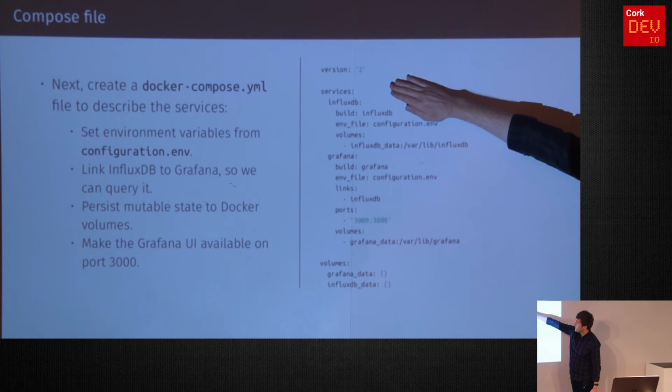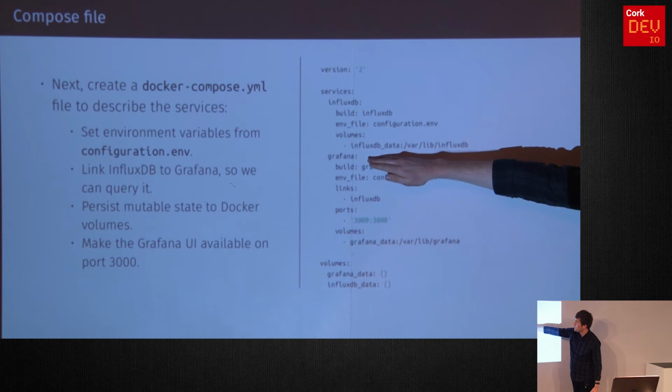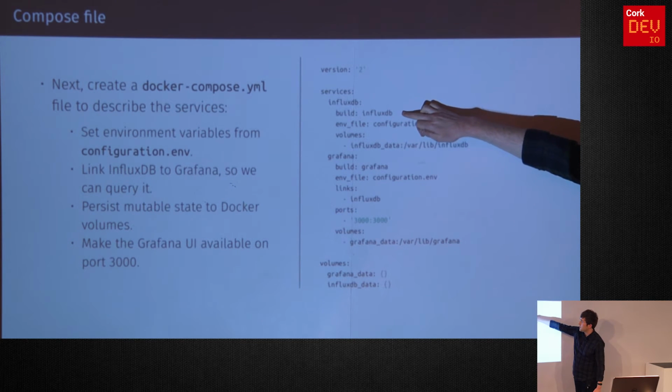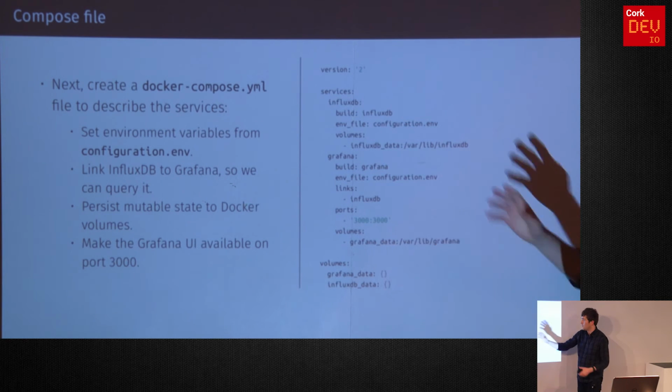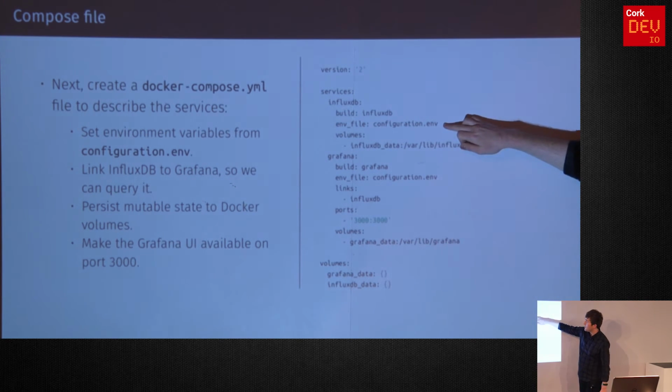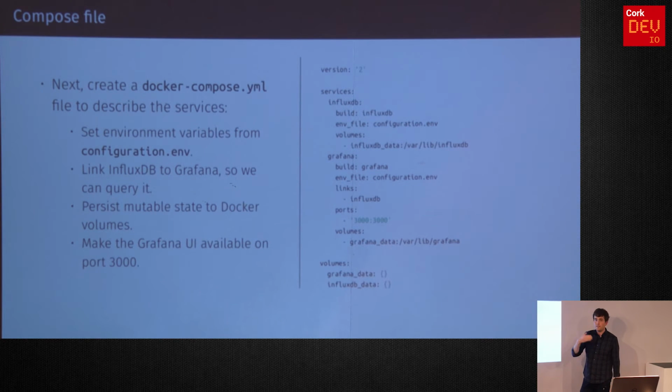And then inside the services section, we have a service for InfluxDB and a service for Grafana. With InfluxDB, we just say there's a folder called InfluxDB. There's going to be a Dockerfile inside that folder, so you're going to build everything in there. You're going to set all the environment variables that we define in our configuration file into the container itself. So if you're inside the container in a shell and you type echo of that environment variable, you will see exactly what is inside that configuration file.